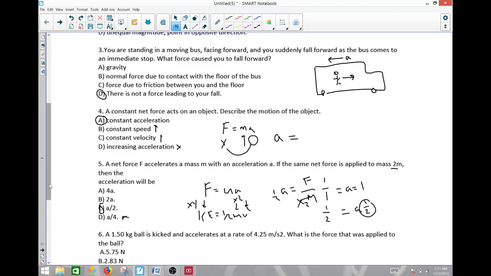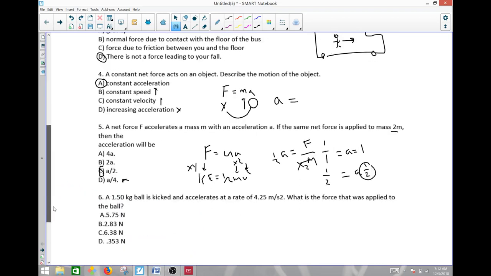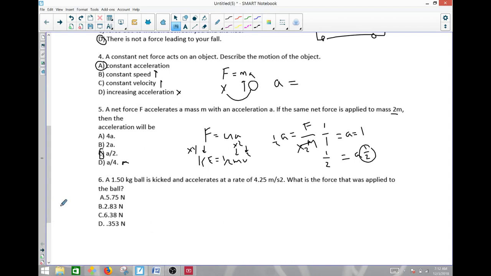We have a 1.5 kilogram ball that is kicked and accelerates at 4.25. This is a simple F equals ma question. This is 1.5 and this is 4.25. Multiply together, and we get 6.38. Go to the next page.